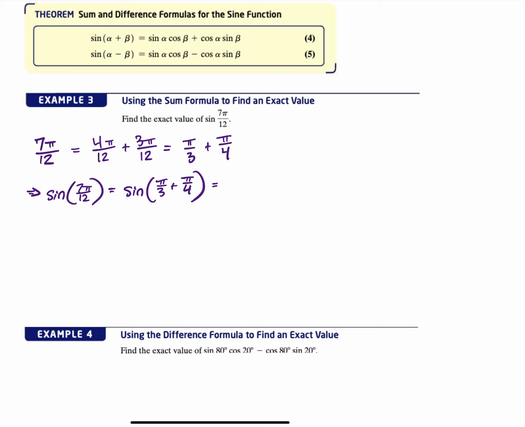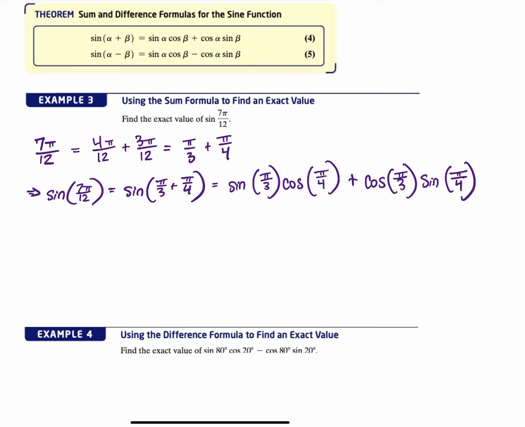So this will be sine of the first angle times cosine of the second angle, plus, because there's a plus here, the cosine of the first angle times the sine of the second angle. Now let's just plug in and evaluate.